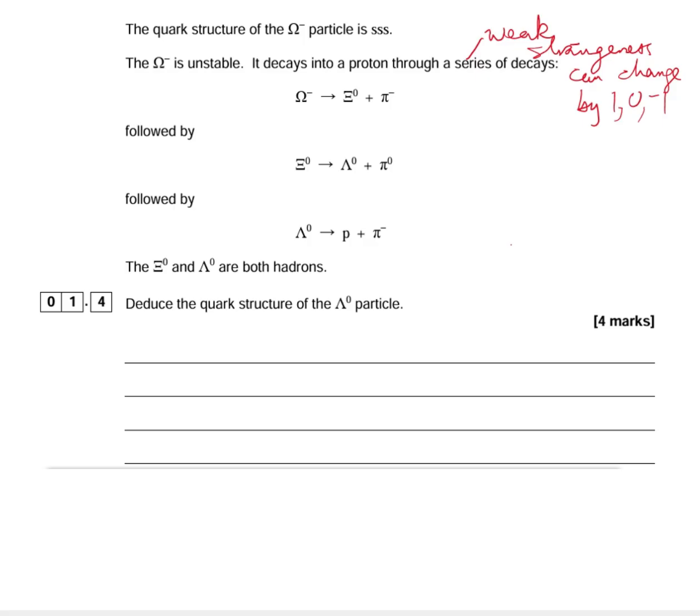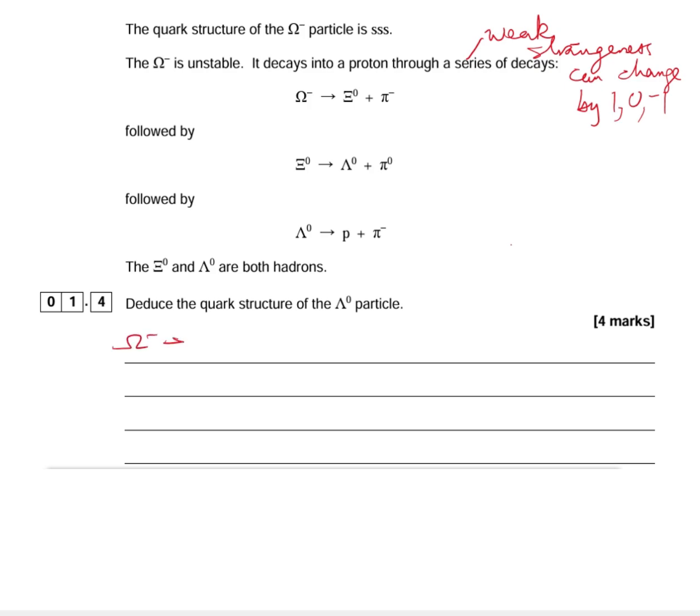So you've got omega negative decays into a G0 plus a pion negative, followed by G0 decays into alpha 0 plus pi 0, followed by alpha 0 decays into p plus pi -1. Both are hadrons, G and alpha. Deduce the quark structure of the alpha. In order to deduce the quark structure of the alpha, you're going to need to know what the G particle is.